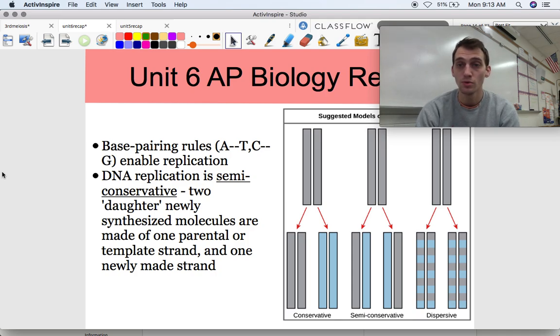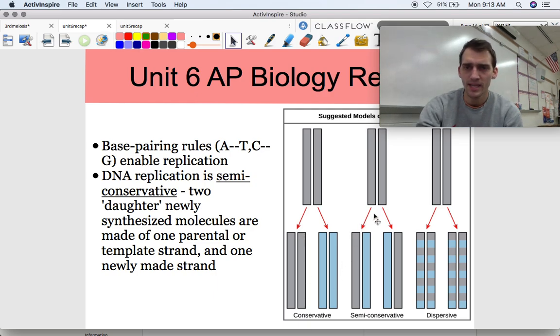The base pairing rules, A to T, C to G, apple goes in the tree, car goes in the garage, enable replication. And again, there's a whole series of studies, particularly the pulse-chase primer experiment, that you may or may not have studied in AP Biology. That's going to explain how scientists discovered that DNA is semi-conservative through replication. But we're going to skip over that. What you've got to know is that DNA replication is semi-conservative. The 2 daughter newly synthesized molecules are made of 1 parental and 1 newly synthesized strand, right?